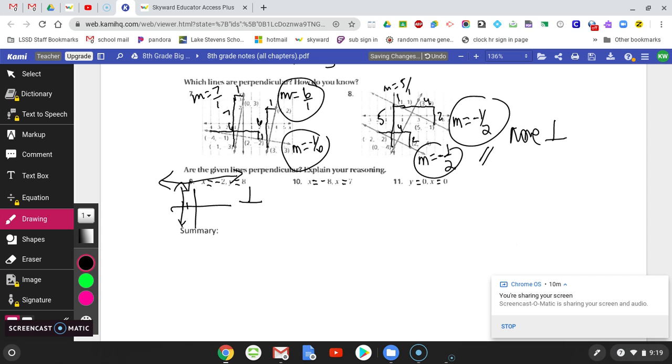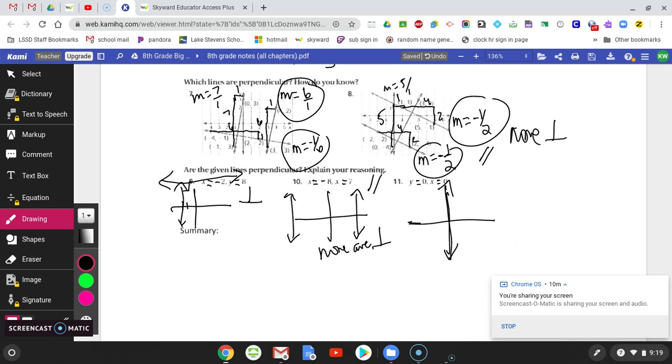On the next one, they're both x equals numbers. If they're both x equals numbers, x equals -8, x equals 7, they're going to be parallel, so none are perpendicular. And on the last one, you have a y equals 0 and an x equals 0. One looks like this, one looks like this. They will intersect at a 90-degree angle, so you can say, yes, they are perpendicular.